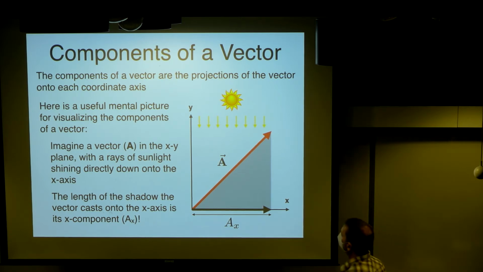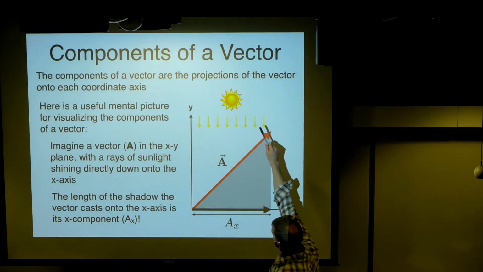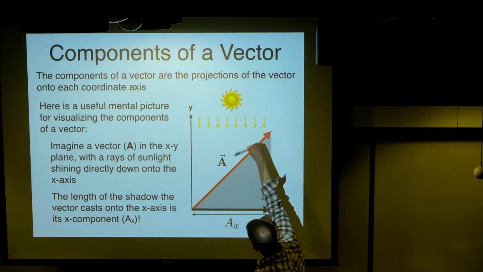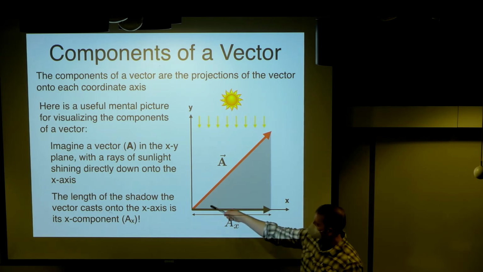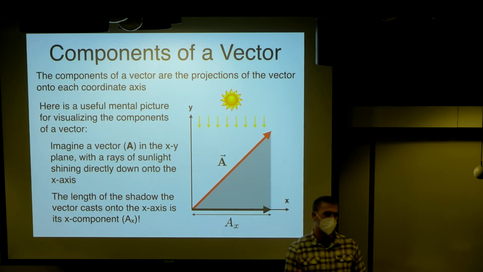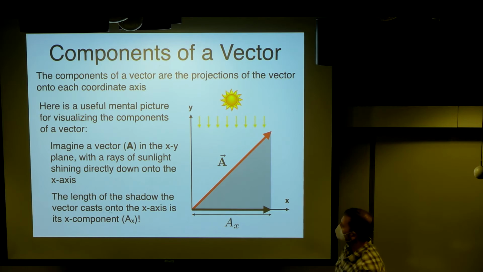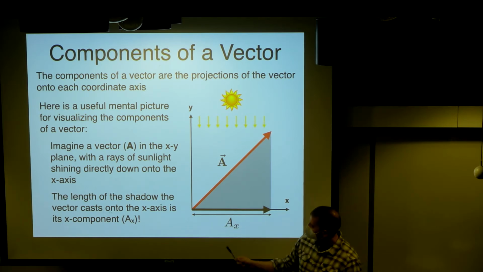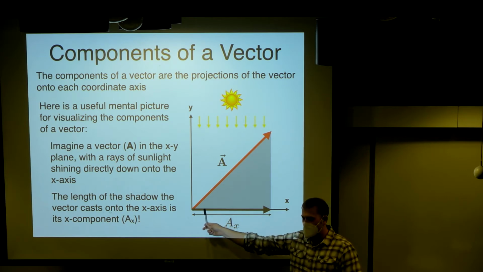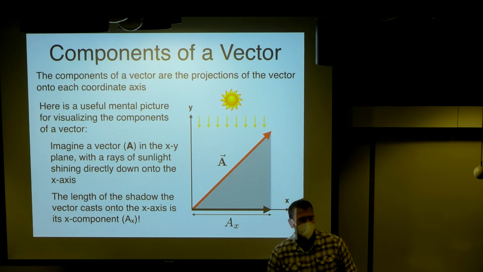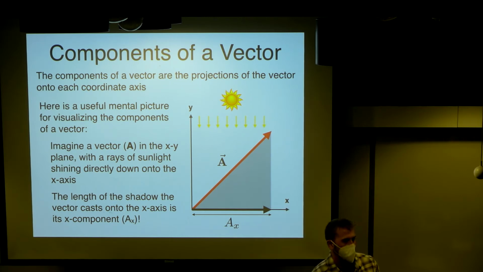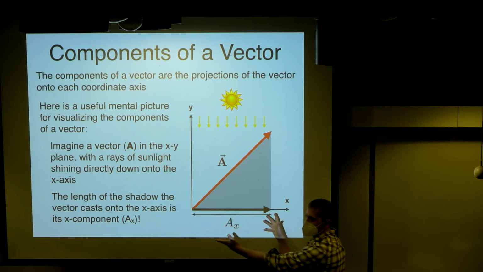Imagine a source of light, like the sun, which is directly shining down onto the x-axis. And imagine that this vector is casting a shadow, blocking these rays of light that are coming down. So it will be casting a shadow onto the x-axis. The length of that shadow is basically our x component.